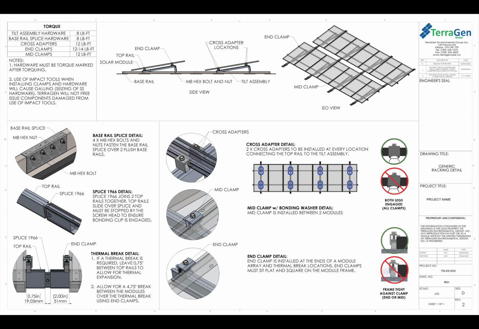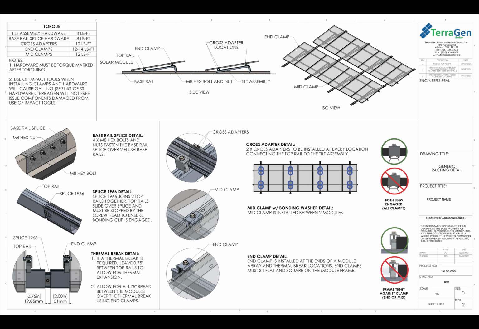The mid clamps do have a bonding washer that is installed on them. This bonding washer will need to be installed underneath the modules with the top of the clamp fastened down on top of the modules. You will always have 2 mid clamps between every 2 modules.